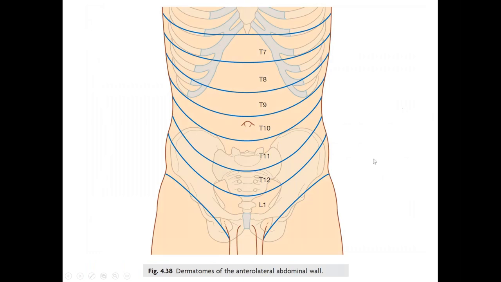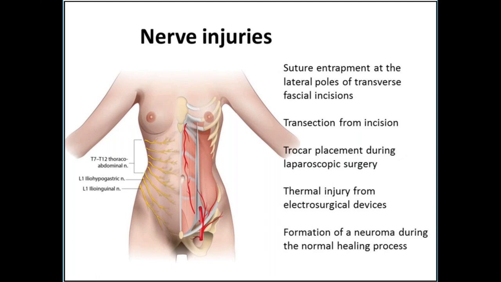Here the dermatomes of the anterior abdominal wall are also clear. Around the umbilicus is T10, above the umbilicus is T7 to T9, and below the umbilicus is T11 to L1. So this is about the nerve injury.